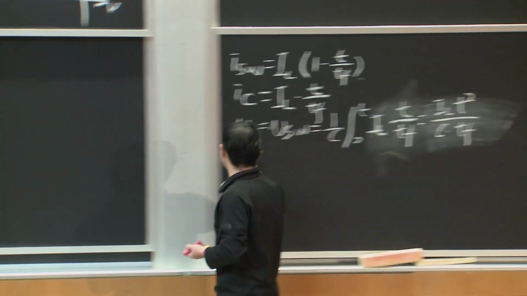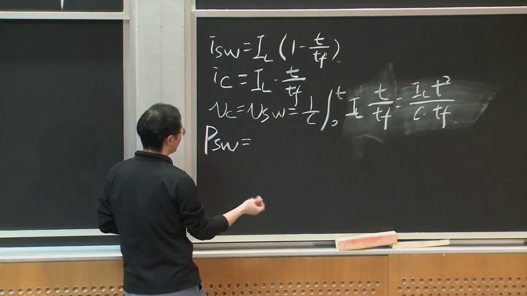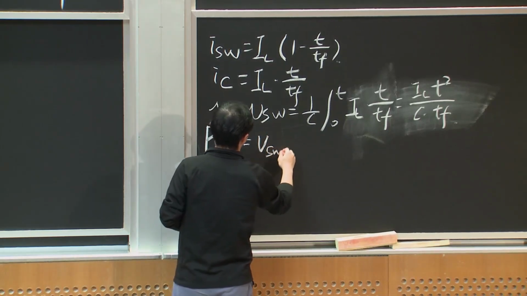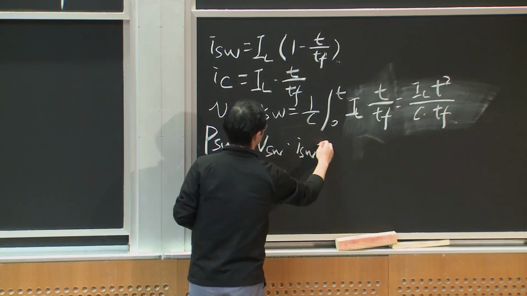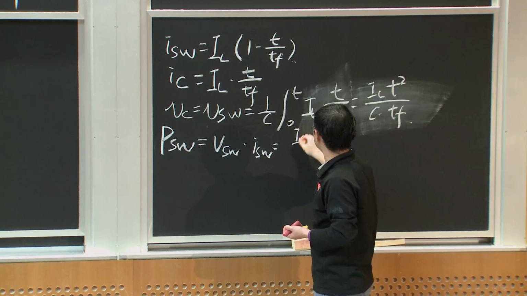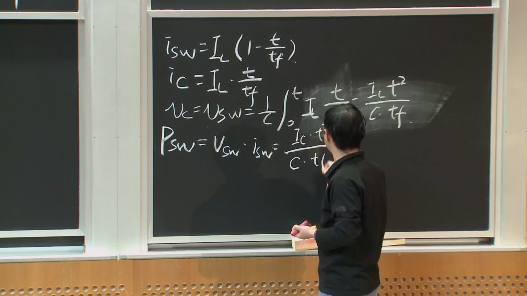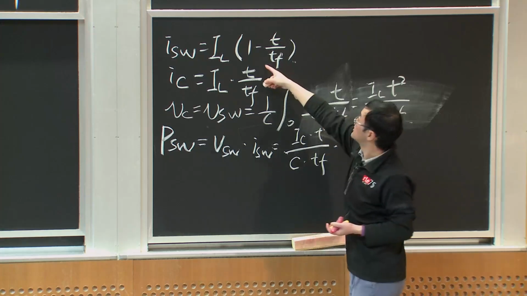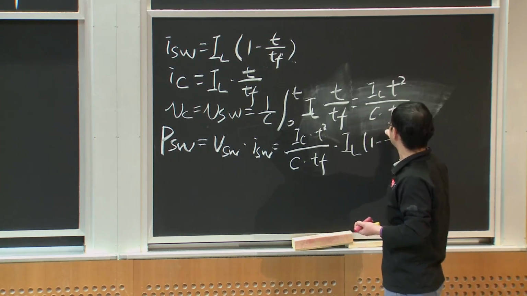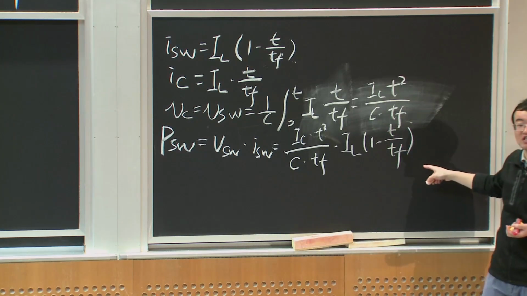And similarly, if we calculate the switching loss, what is loss? Loss is still a kind of power. That will be the V switch times the I switch. So we have the V switch as this. That will be IL T squared over the capacitance value times the TF, times the switch current, which is this expression: IL times (1 minus T over TF). So that will be the instantaneous power expression.